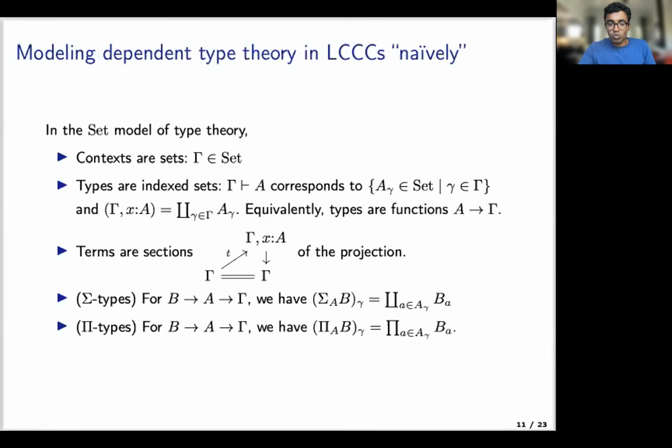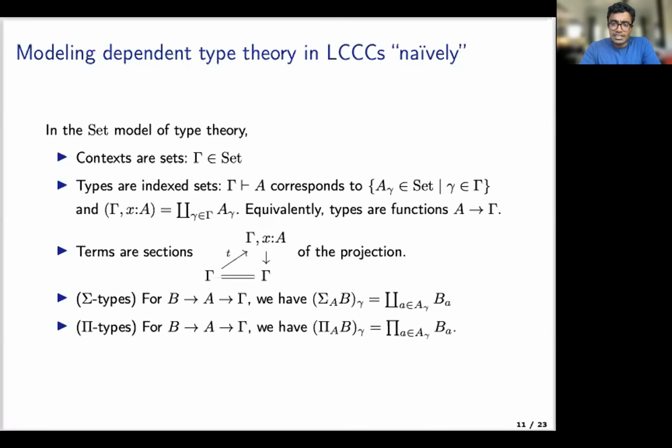Right. So why are we going to locally Cartesian closed categories? Well, there happens to be a very old and traditional way, I would say naive way, of modeling dependent type theory in locally Cartesian closed categories, which stems from the model of dependent type theory in sets. So the original model of dependent type theory in sets models contexts as sets and types as indexed sets. So this is the types as sets paradigm. Maybe somebody spoke about this at some point.